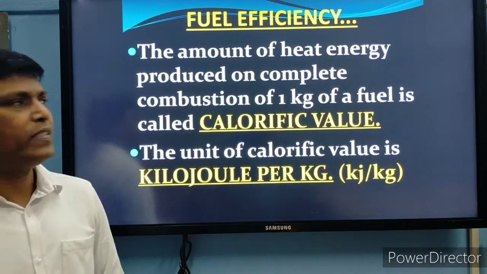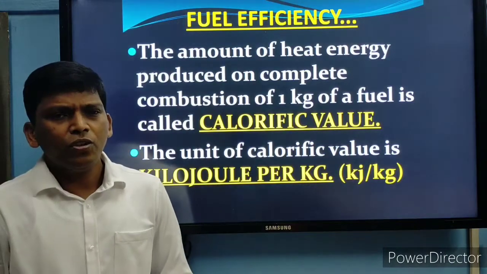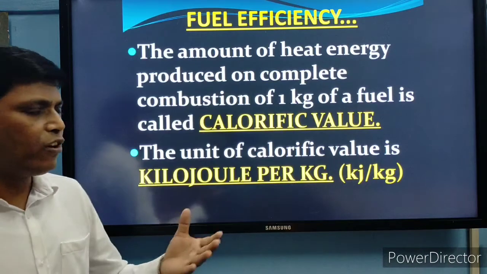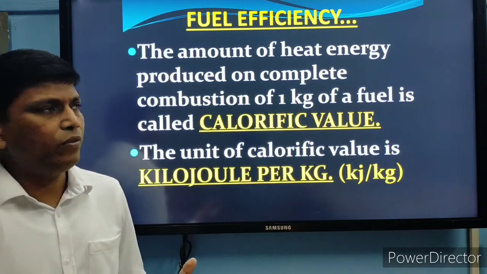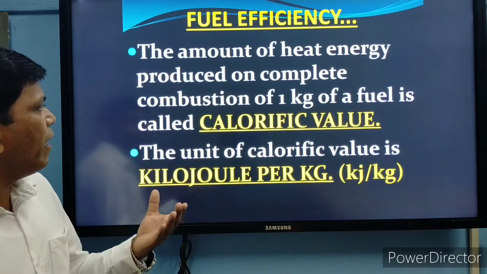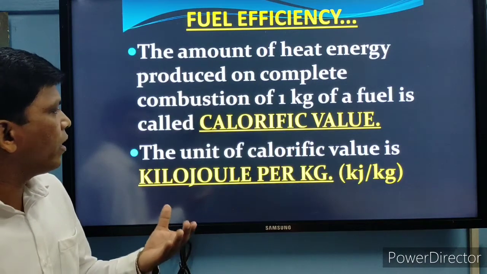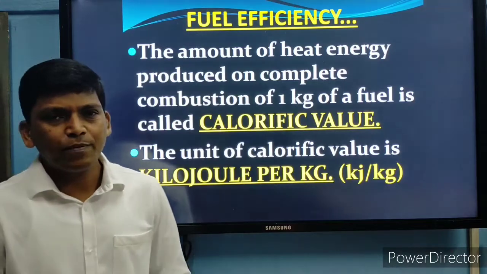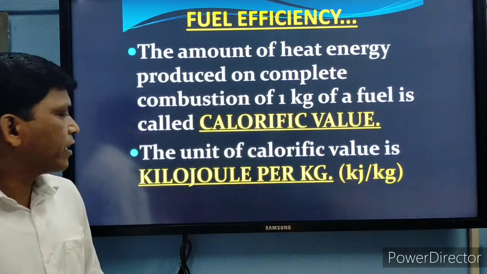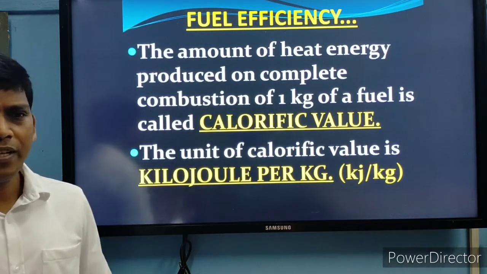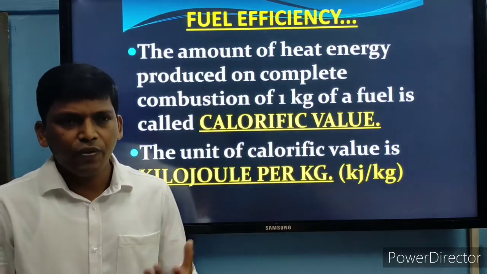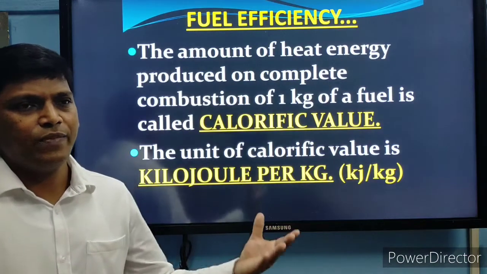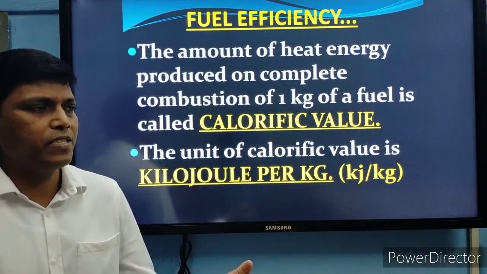Next, efficiency of a fuel. The efficiency of a fuel is determined from its calorific value. So what is calorific value? Calorific value is the amount of heat energy produced on complete combustion of 1 kg of a fuel, and its unit is kilojoule per kg. From the calorific value of a fuel we can say whether its efficiency is very high or very low.